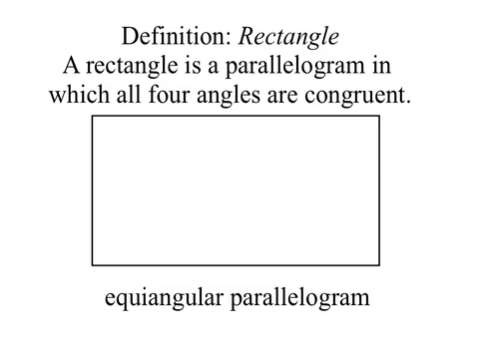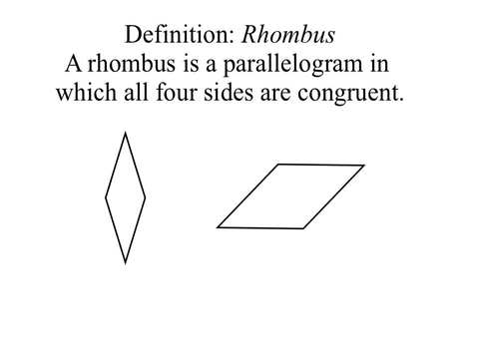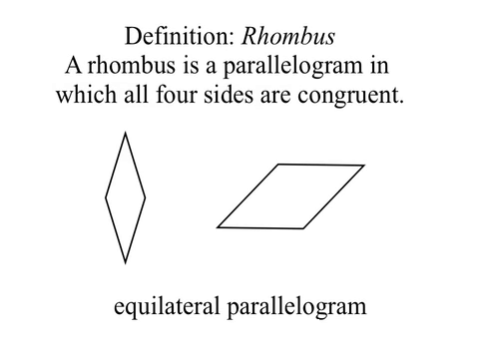And another name for a rectangle is equiangular parallelogram. You could also call it equiangular quadrilateral. Here's the rhombus, a parallelogram in which all 4 sides are congruent. The angles don't have to be the same, and they're not in these 2 examples. A rhombus can also be called an equilateral parallelogram or an equilateral quadrilateral.